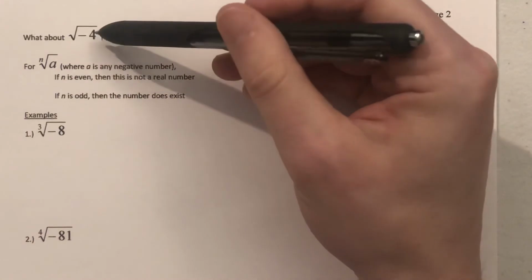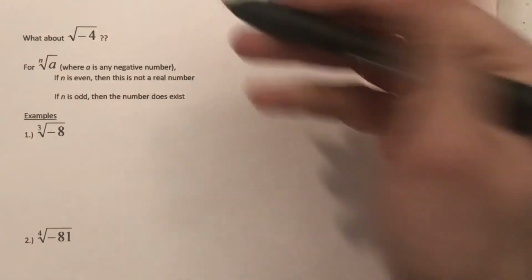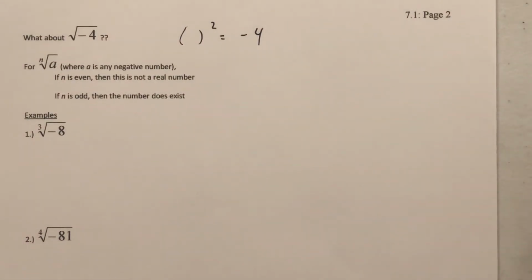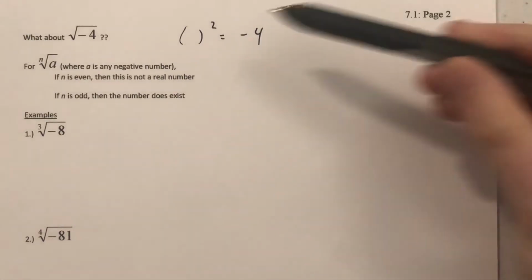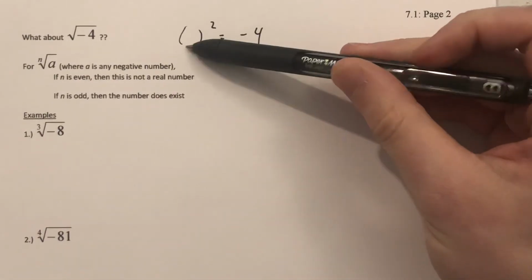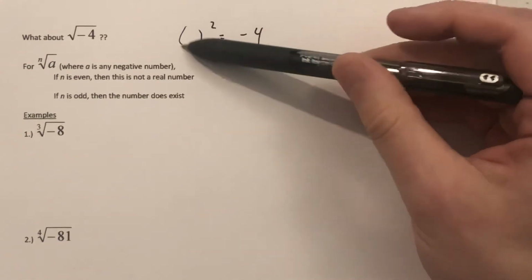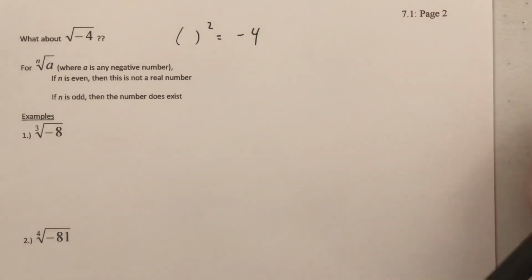Now, real quickly, let's talk about this though. We've got a square root of -4. I'm asking you, what would you square to get -4? Well, in our real number system, such a number does not exist, because to square a number means to take it times itself. And whether you take a positive number times itself or a negative number times itself, you don't get a negative answer. You only get positive answers.